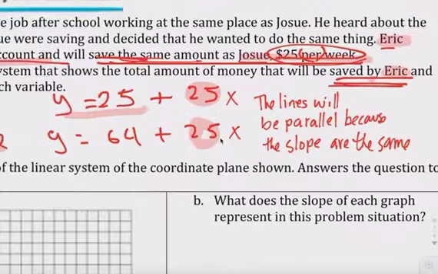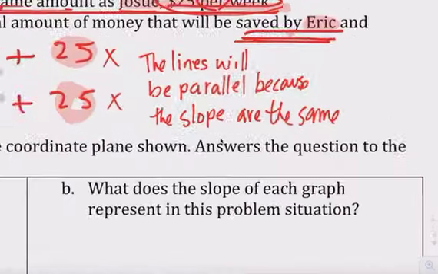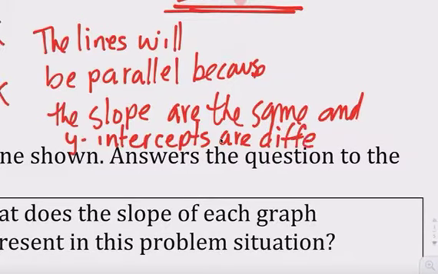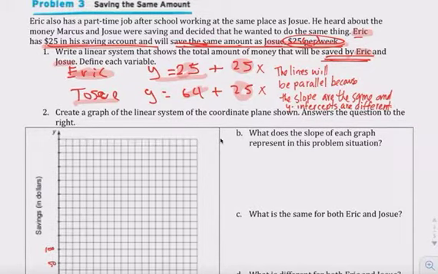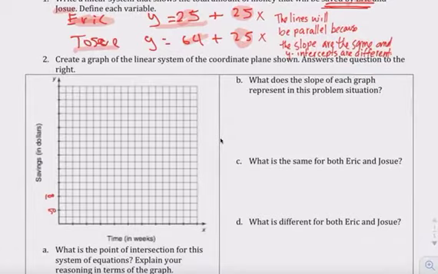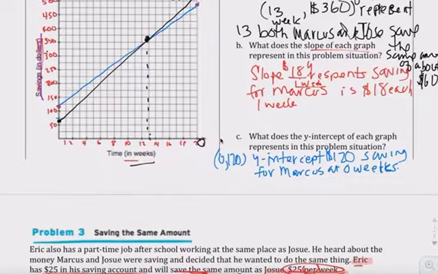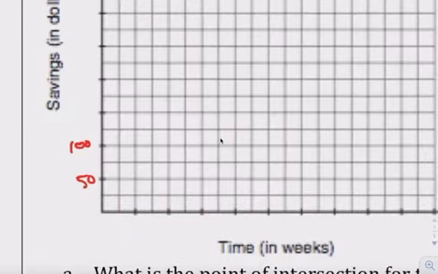Okay, and the y-intercept, look at the y-intercept. See that? These guys are different. The y-intercepts are different. Create a graph of the linear system of the coordinates shown. Answer the question. Okay, well, we know what to go by. Just the same graph as the other one. We know Josue's graph right here. We'll use Josue's graph. 0, 64.